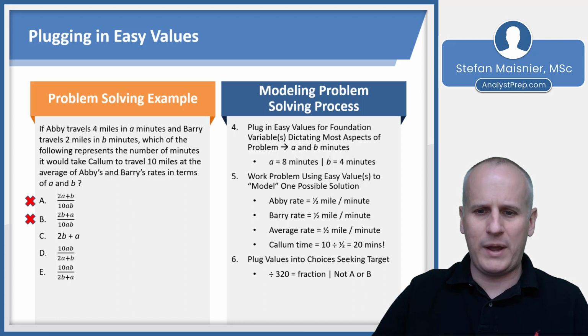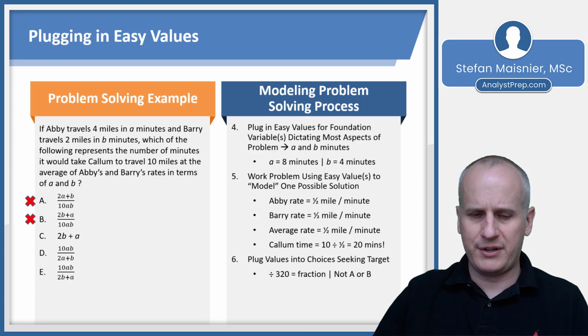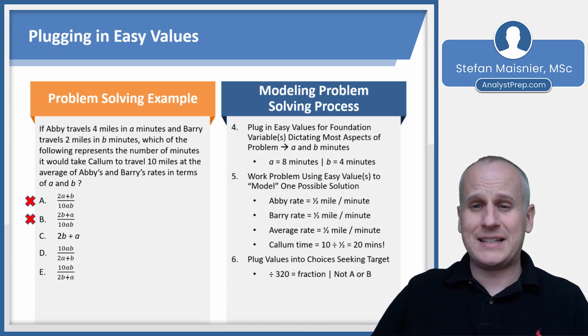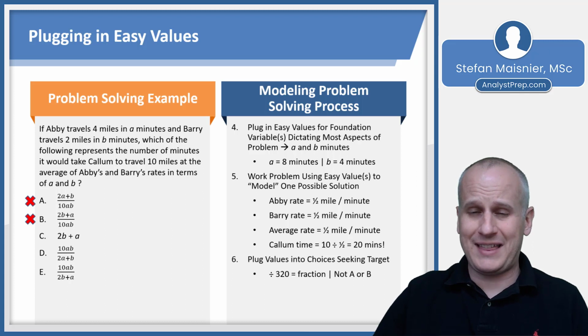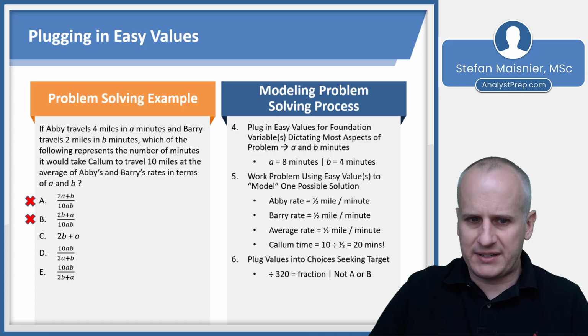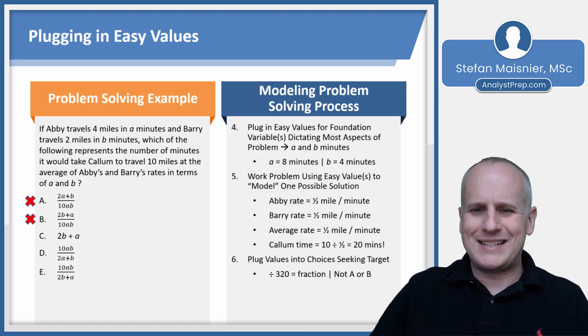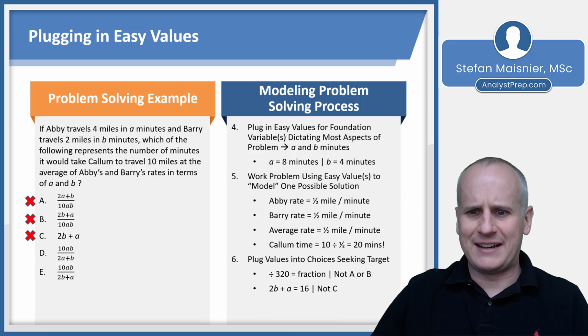That is way too big. And that's not what we want, because 8 times 4 is 32, 32 times 10 is 320. For A and B, we don't even have to work them fully through. We're like, that denominator is way bigger than the numerator, so it doesn't matter. When we look at choice C, we just end up with 16. And you're like, that's not it either.